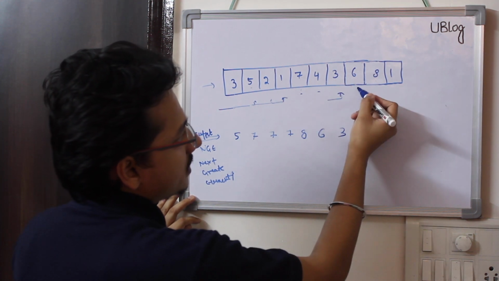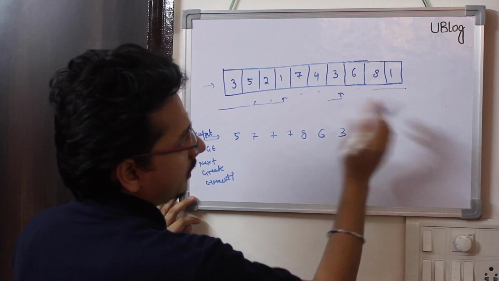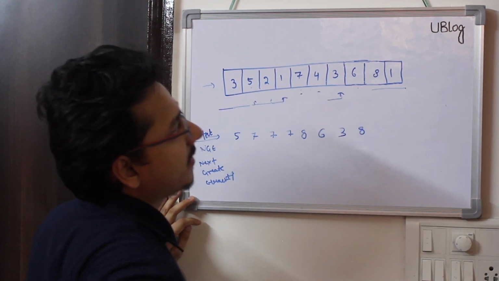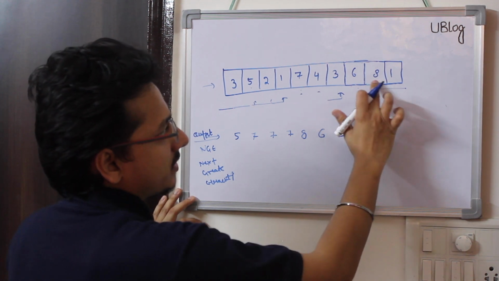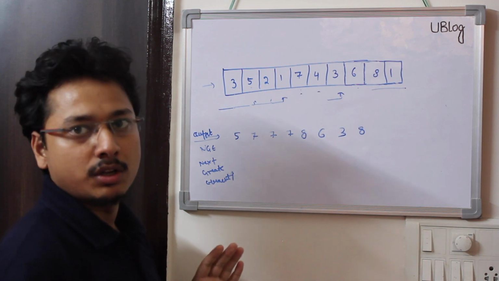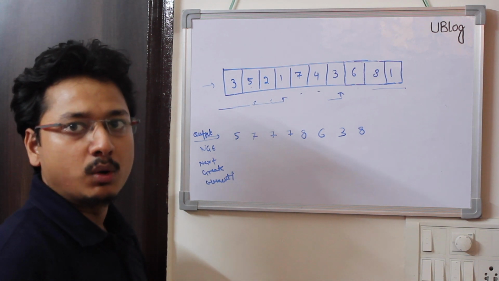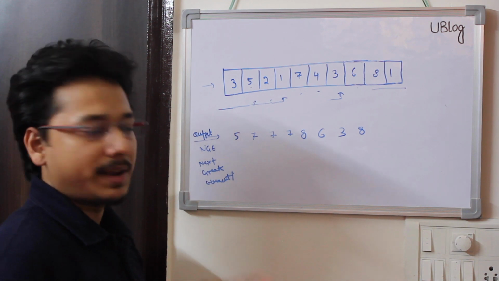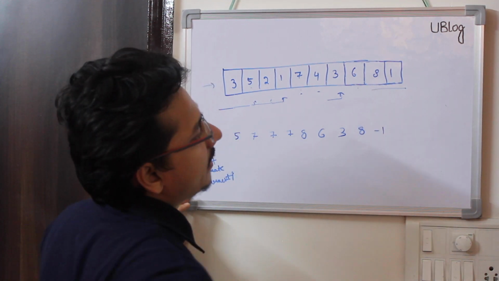Now 6. For 6 I'll compare the remaining elements. 8 is greater than 6. So for 6, 8 is the next greater element. Now I am at 8. I'll compare all the right elements. 1 is not greater than 8 and then the array finishes. That means for 8 we don't have an NGE. So what we'll put in the array is -1. For 8 there is no next greater element.